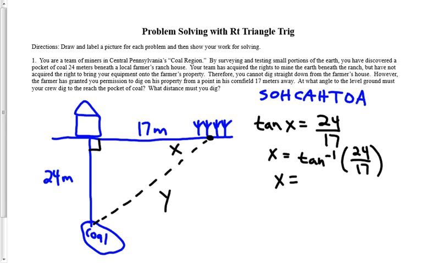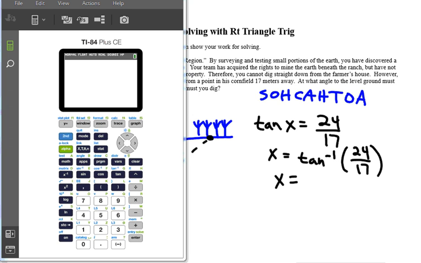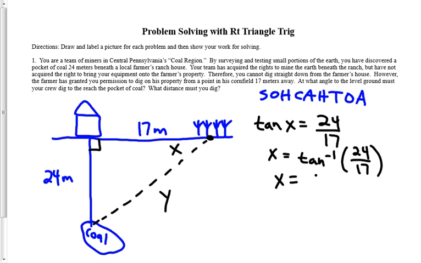And we can plug that into our calculator. Second tangent, 24 divided by 17 equals 54.7 degrees. So there's the angle that I'm going to have to drill at.